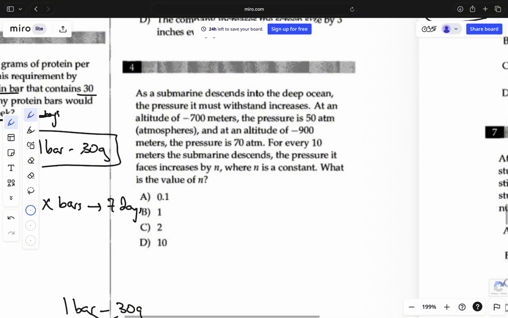Question 4. A submarine descends into the deep ocean. The pressure it must withstand increases. At an altitude of minus 700, the pressure is 50. And then at an altitude of minus 900, it is 70. It says for every 10 meters the submarine descends, the pressure will increase by n. We need to find n.